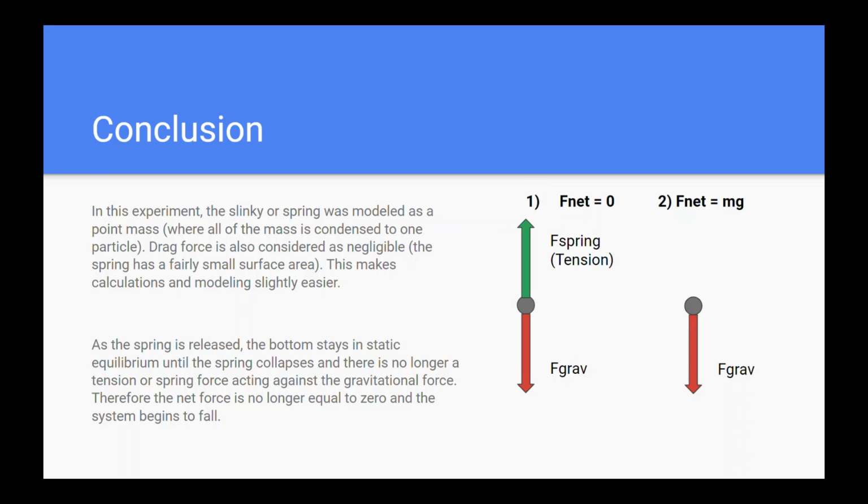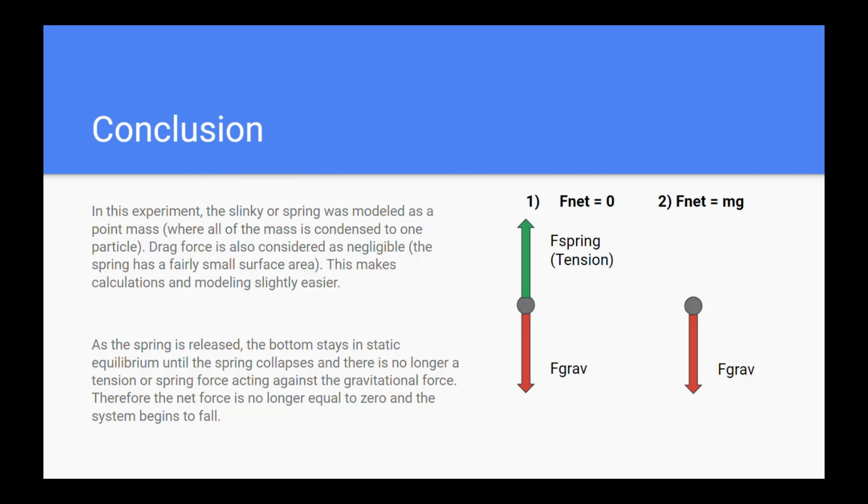Conclusion. In this experiment, the Slinky or spring was modeled as a point mass, where all of the mass is condensed to one particle. Drag force is also considered negligible. The spring has a fairly small surface area, so this would make the drag force not a huge problem. This makes calculations and modeling slightly easier.